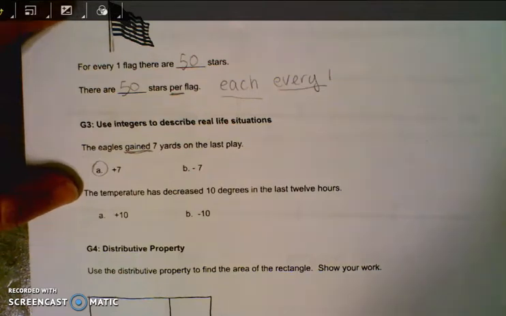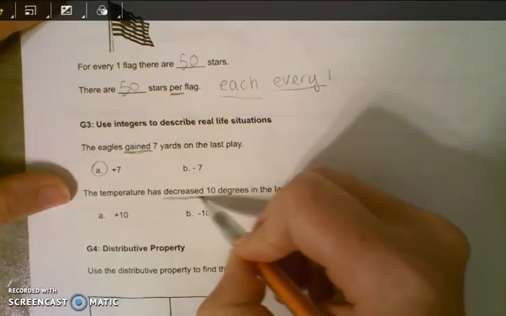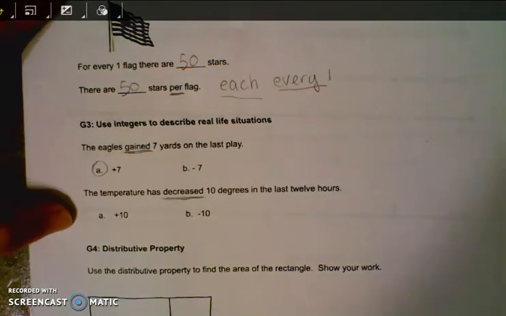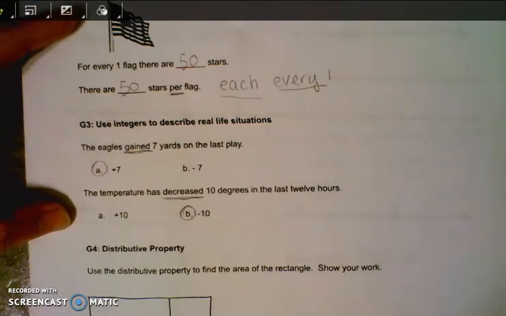And then the second choice says the temperature has decreased 10 degrees in the last 12 hours. Decreased is our keyword, and decreased shows a negative integer. All right.